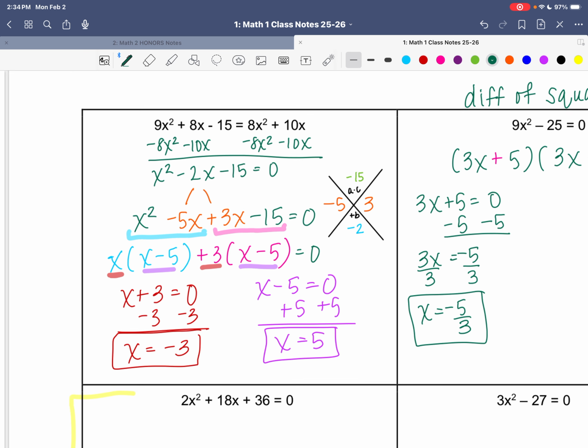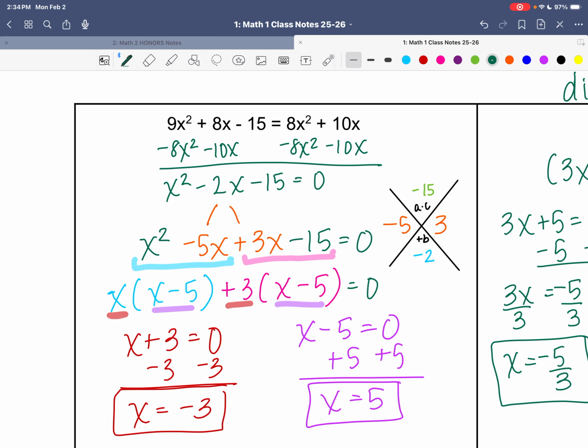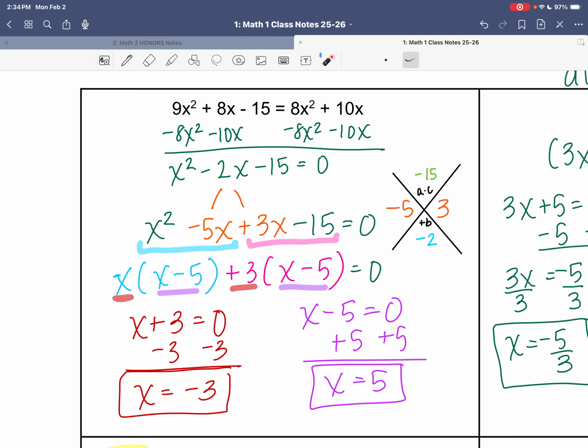So I am going to have this pulled up here. So again, we're going to move everything over to this side to set it equal to 0. And then for this part, there's no GCF, so we're just going to go ahead and factor. So a times c is negative 15, and then b is negative 2. So then that will give you negative 5x and positive 3x. Go ahead, break it down, do the GCF right here, and whatever's left over goes inside.